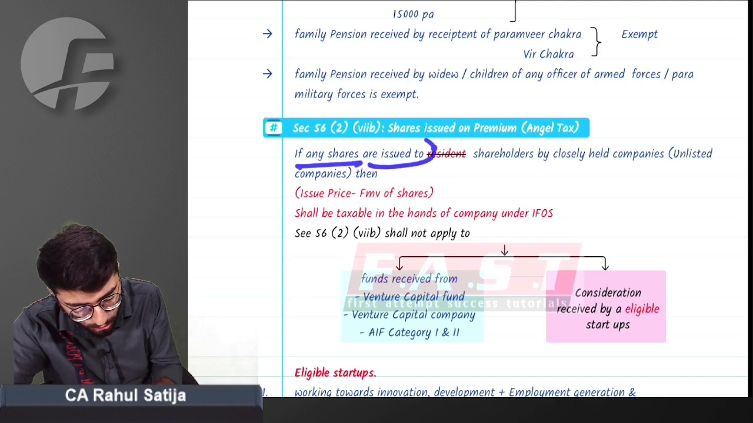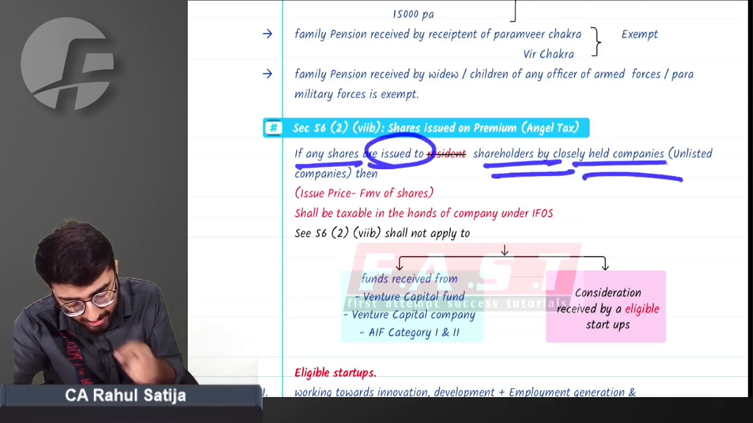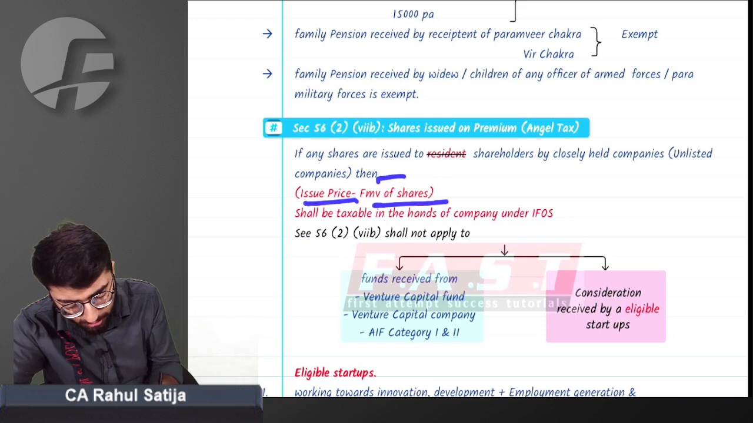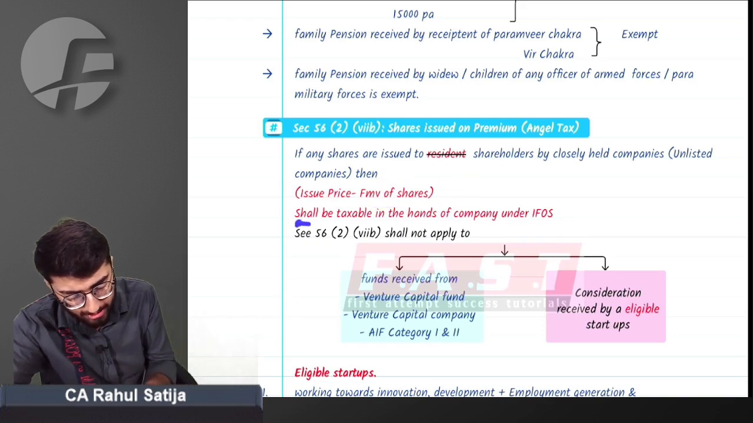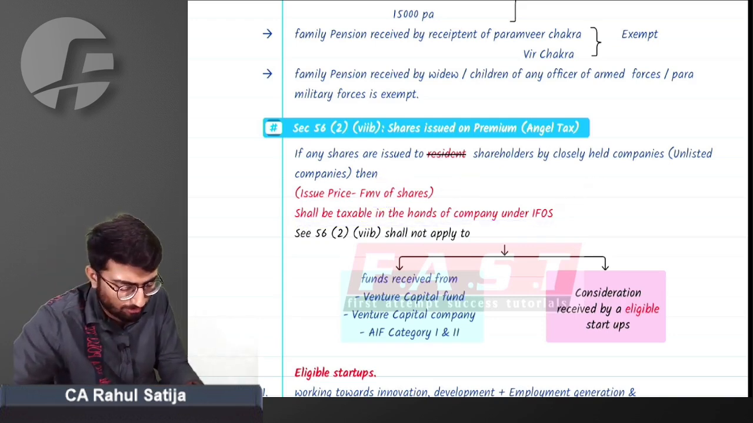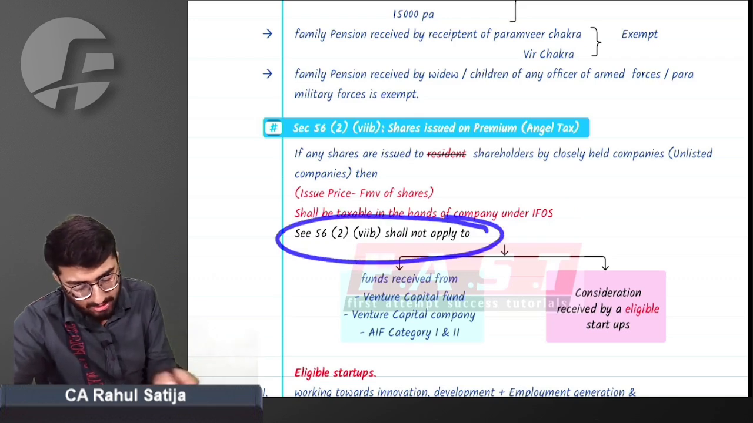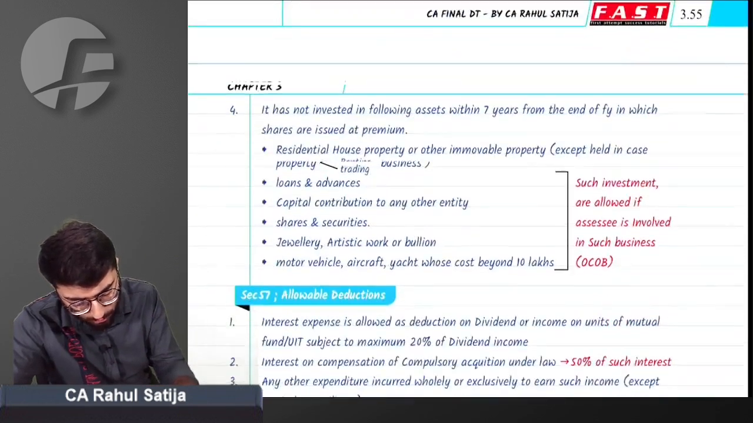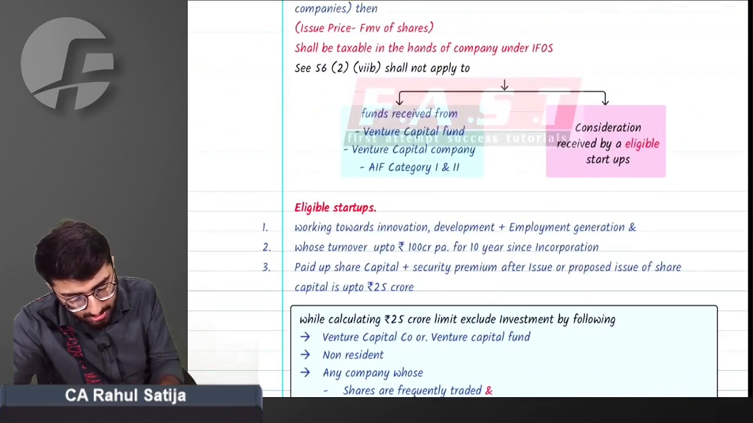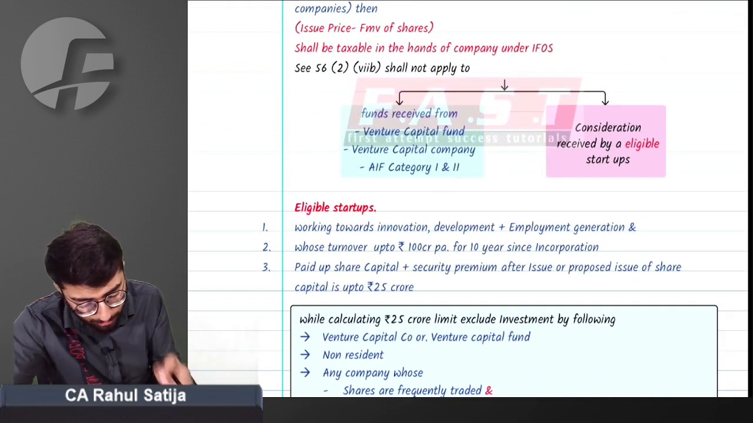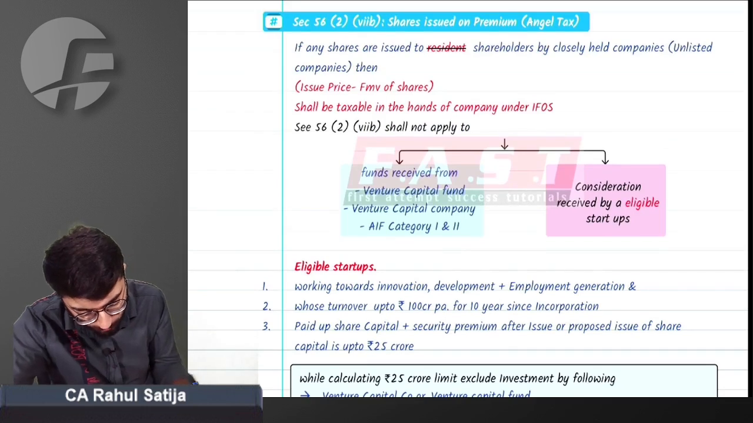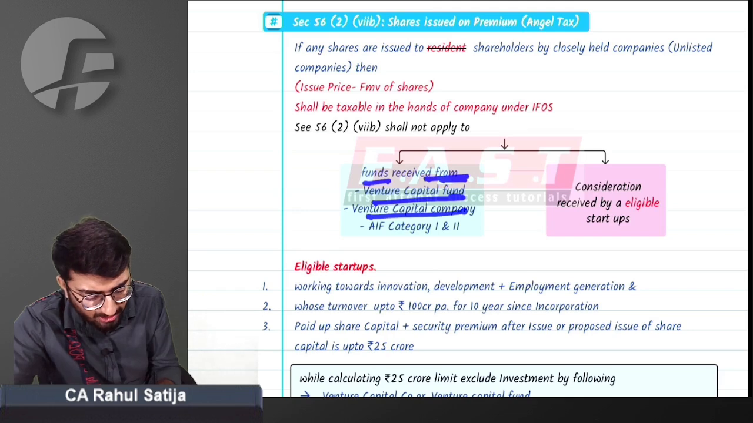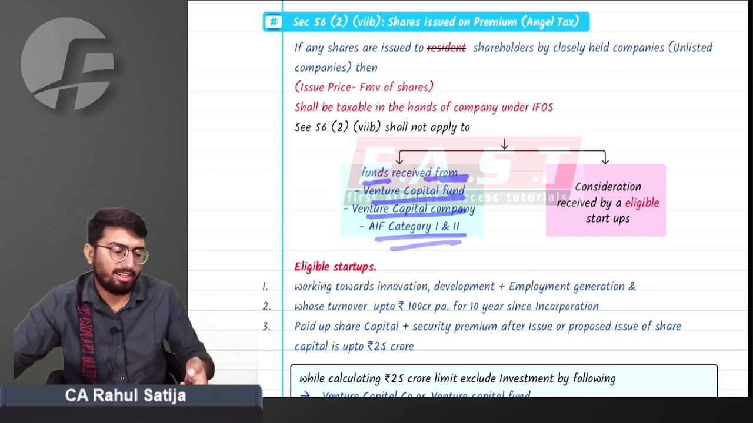If any shares are issued to shareholders by closely held companies, then the issue price minus the fair market value of such shares shall be taxable under the head IFOS. Got this point, sir? But there are certain exceptions. Sir, what exceptions do we need to study? Section 56(2)(viib) is not applicable to funds received from a venture capital company, venture capital fund, or AIF category 1 and 2.